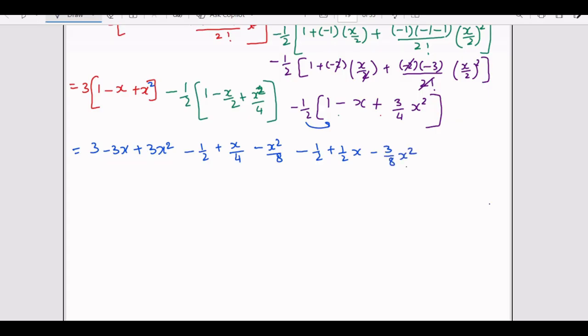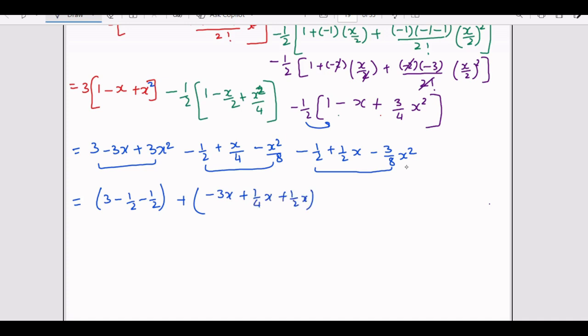So now we will combine the like terms. So combining the like terms here, so we have this and this. These are the three different terms when we opened. Combining the like terms, I'm just taking the constant of all these. So this is 3 minus half, then plus I'm taking terms of x, negative 3x plus 1 over 4x plus half x, and then I'm taking x squared terms. We have 3x squared minus x squared over 8 minus 3 over 8 x squared, right?